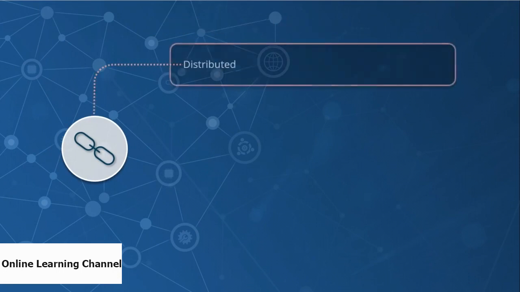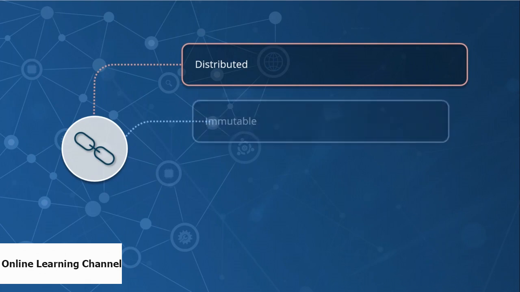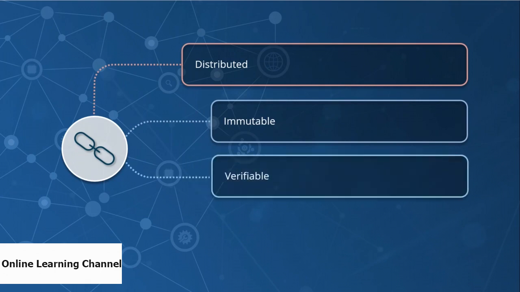Blockchains are distributed in nature since there is no single entity which maintains the blockchain. That is a collective responsibility of all the participants in a blockchain network. Also, once data has been written to a blockchain, it cannot be modified in any way, and the transactions which are recorded can also be verified.